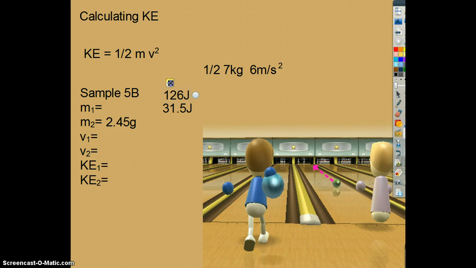So this is what happened. What effect did we have by doubling the velocity of the ball? How much bigger did our kinetic energy get when we doubled the velocity of the ball? Figure out by what factor the energy got bigger. Go.